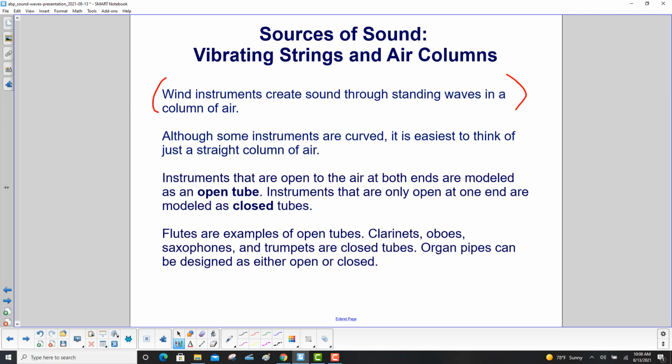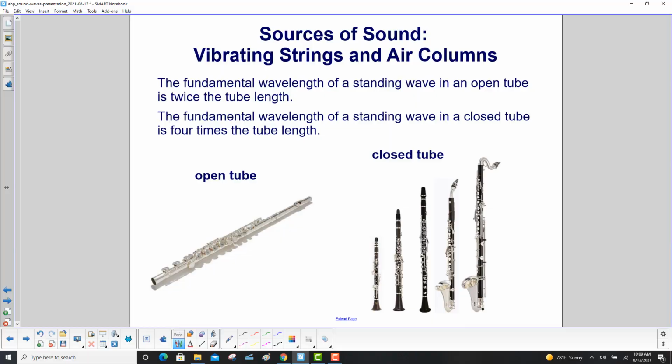Flutes are examples of open tubes. Clarinets, oboes, saxophones, and trumpets are closed tubes. Organ pipes can be designed as either open or closed. The fundamental wavelength of a standing wave in an open tube is twice the tube length. The fundamental wavelength of a standing wave in a closed tube is 4 times the tube length. So 2 times, 4 times for the fundamental wavelength.